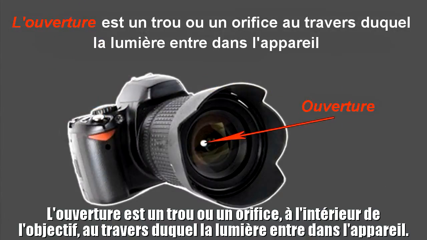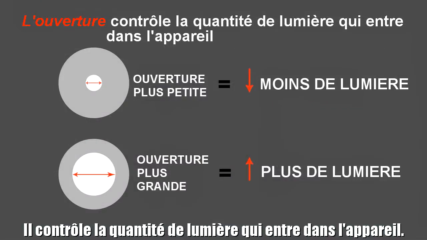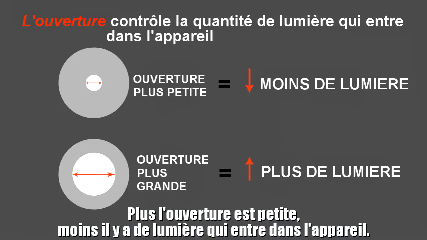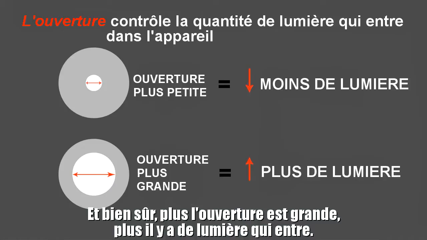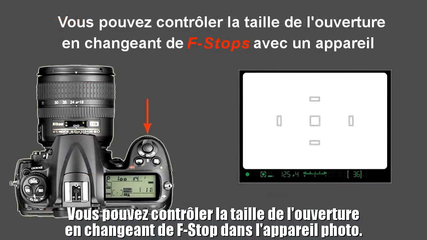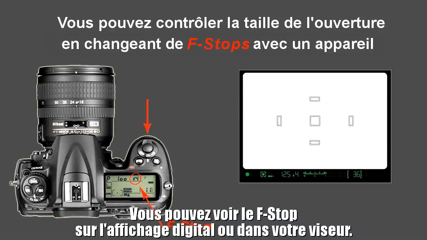Aperture is a hole or an opening inside the lens through which light travels into the camera. It controls how much light gets into the camera. The smaller the opening, the less light gets into the camera. And of course, the bigger the opening, the more light gets into the camera. You can control the size of the aperture by changing f-stops in the camera. You can see f-stops on the screen or in your viewfinder.